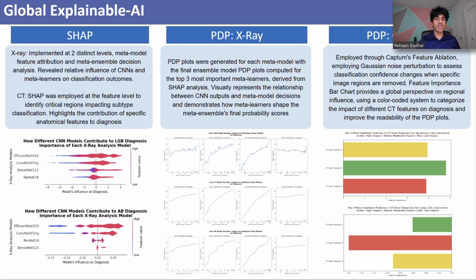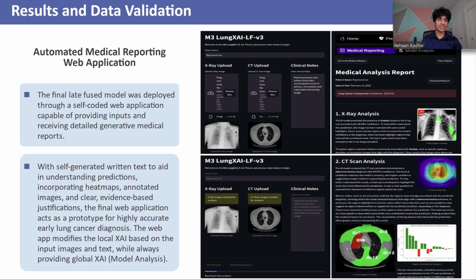Next, we worked on PDP for the X-rays, where it visually represents the relationship between CNN outputs and meta-model decisions, demonstrating how meta-learners shape the meta-ensemble's final probability scores. Then PDP was done for CT scans a bit differently. It was employed to capture occlusion ablation, employing Gaussian noise perturbation to assess classification confidence changes when specific image regions are removed.